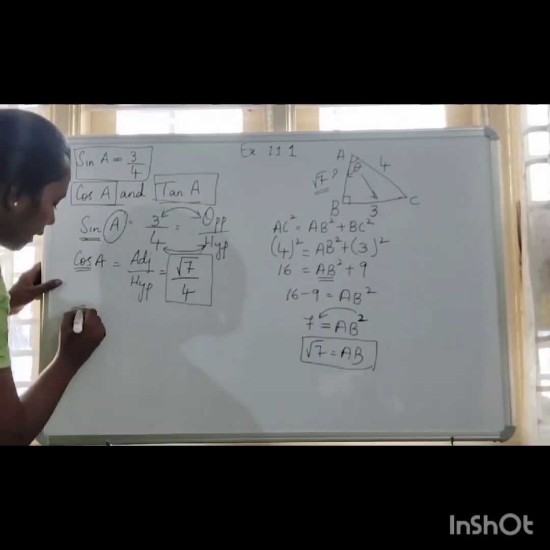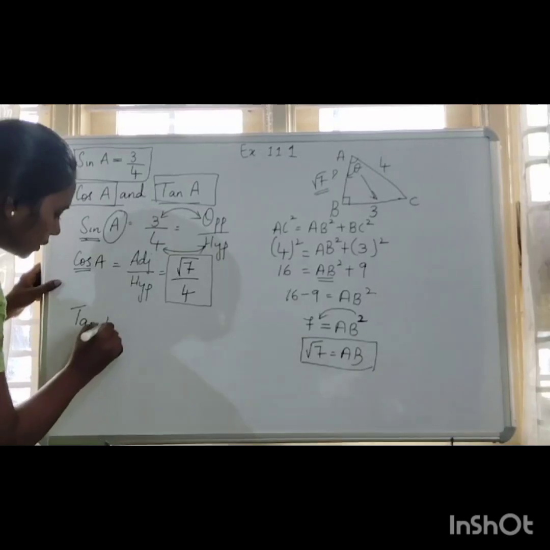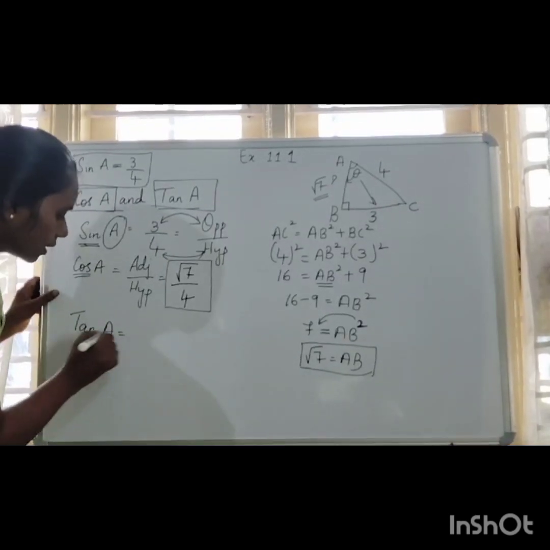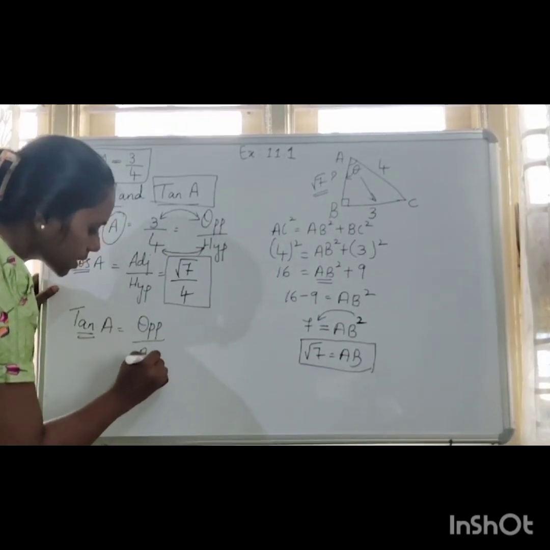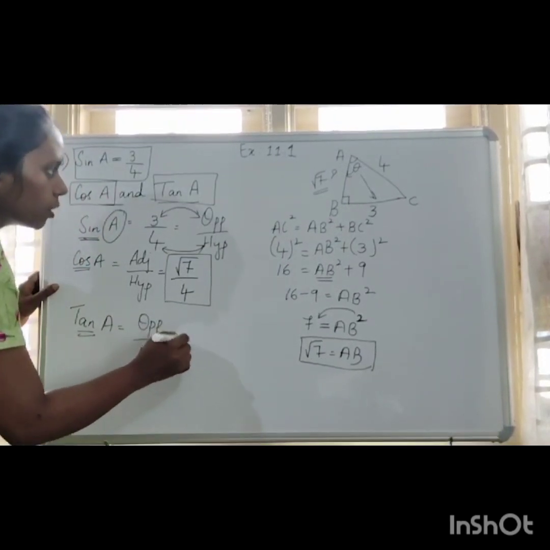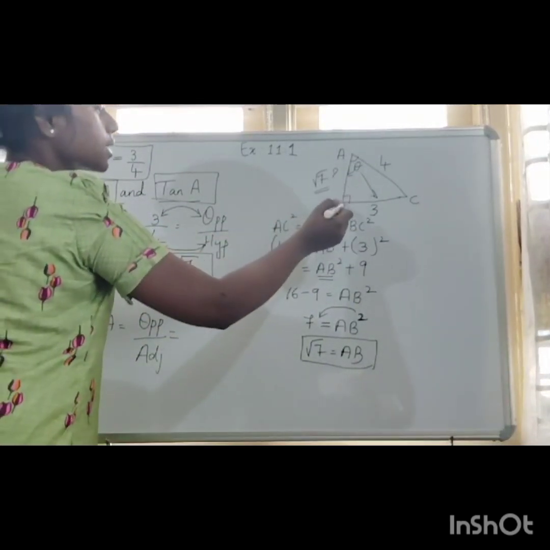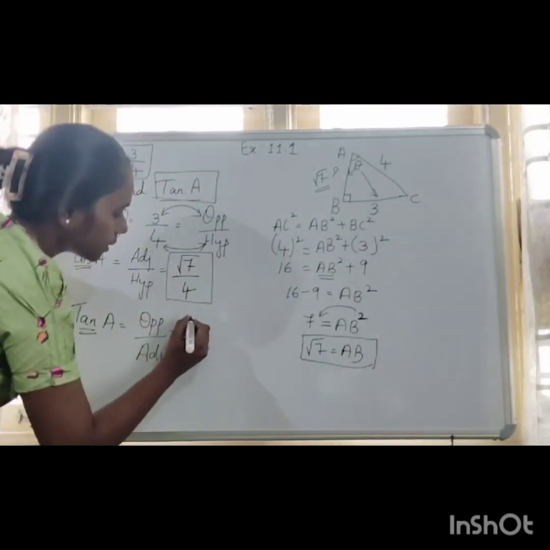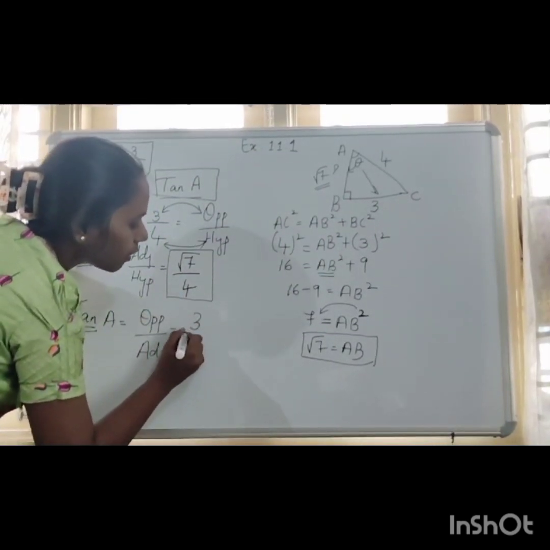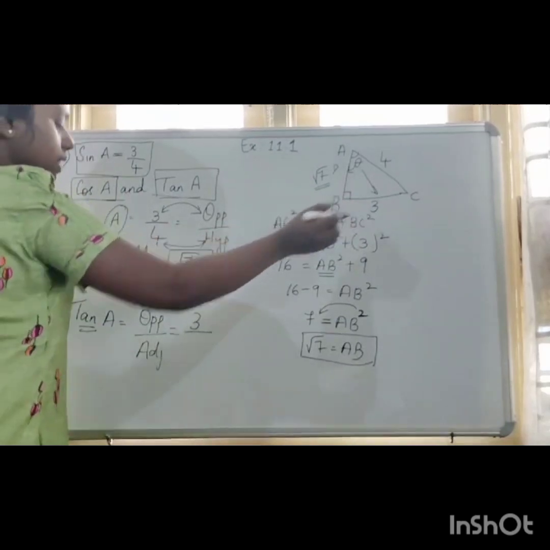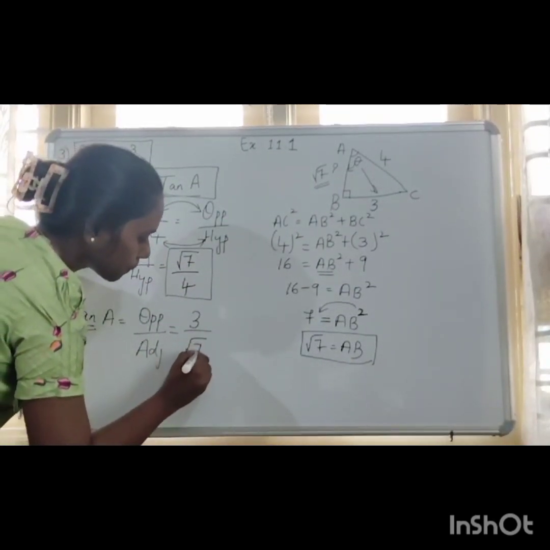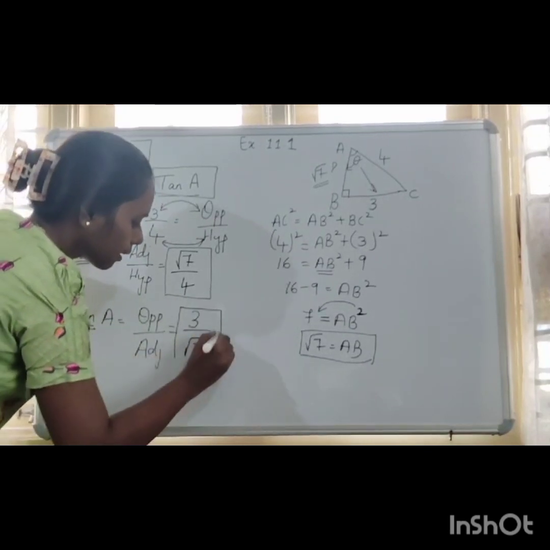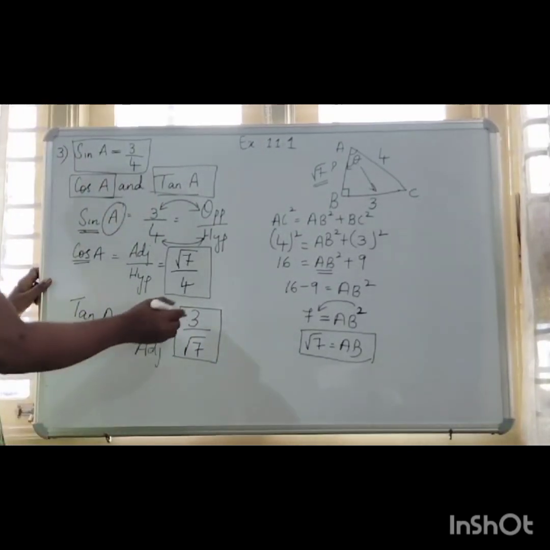Next is tan A. Ratio for tan is opposite by adjacent. Opposite to theta is side BC, and BC value is 3 and adjacent value is root 7. So tan A value is 3 by root 7.